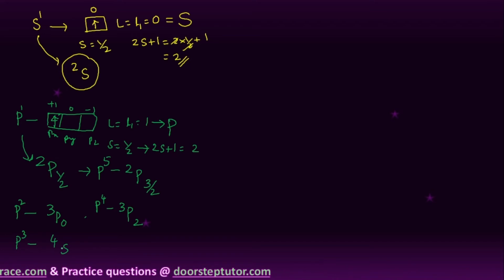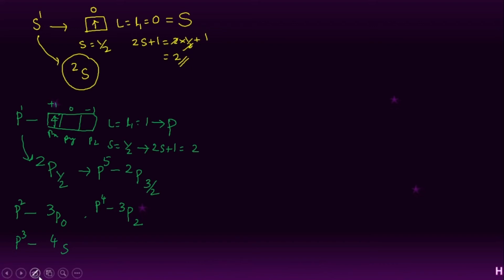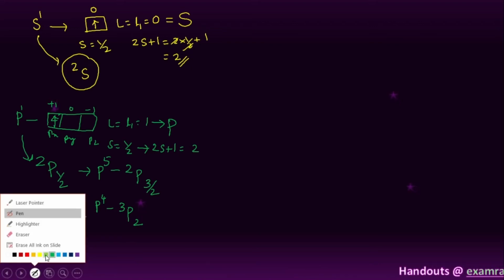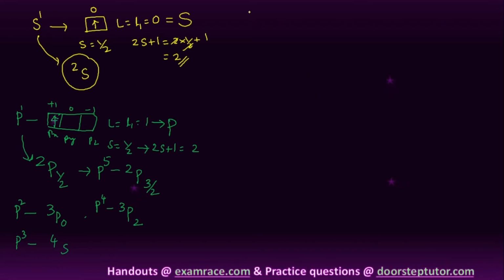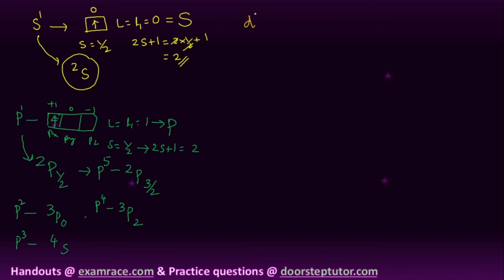So this is the way to determine the term symbol of various configurations, right? So next we will do the case of D configuration, student. Here I am taking D configuration, student. For D1 configuration I am taking D1, student.